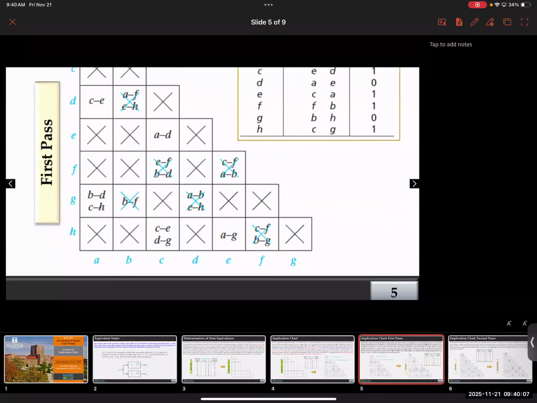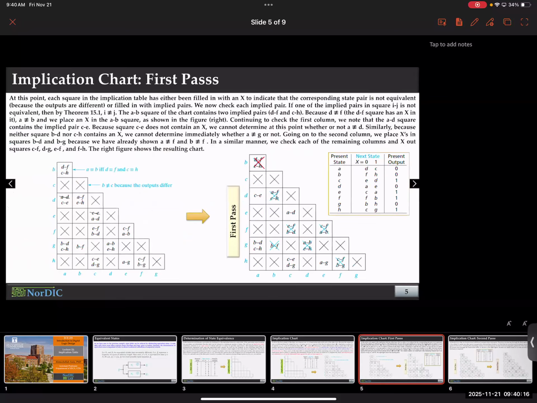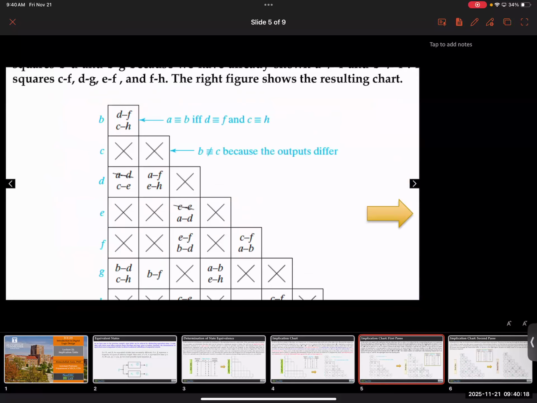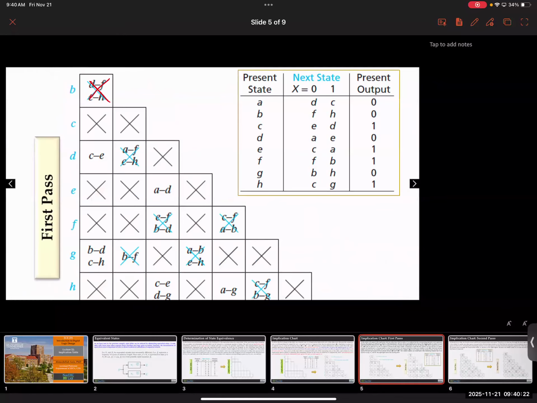Okay, so this one, ready to pay attention? You have to. All right. Now, notice there is a cross here. It was good in the previous figure. Right here, it was okay. All of a sudden, we just crossed it out. Why? I'm going to show you why.